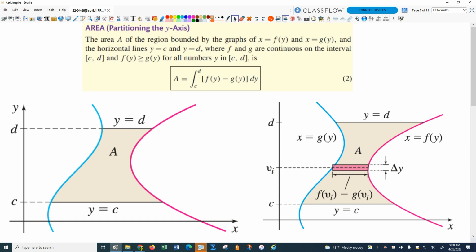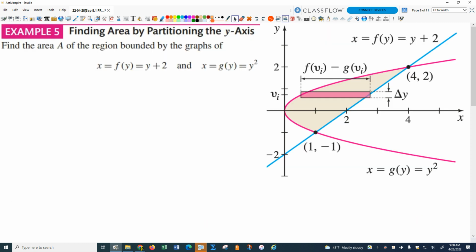Otherwise, it's exactly the same as we were doing before. We've just turned it around. So here's the way we're going to add up area. Let's look at an example. What about something like this? What if we want to find the area of the region bounded by the graphs of f of y, which is a fancy name for x this time, equal to y plus 2, and g of y equals y squared?